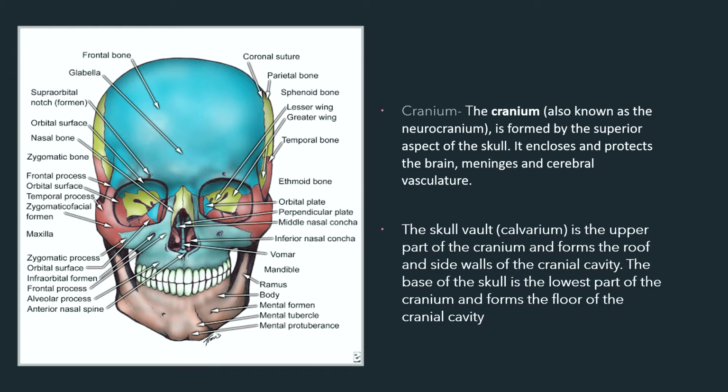The cranium, or the cranial skeleton, is formed by the superior aspect of the skull. It encloses and protects the brain, meninges, and cerebral vasculature. Simply, it encloses the brain. It is there to protect the brain from trauma or from any force that will damage it.